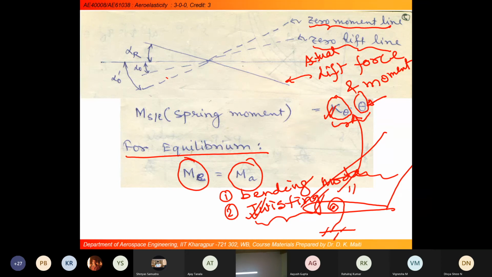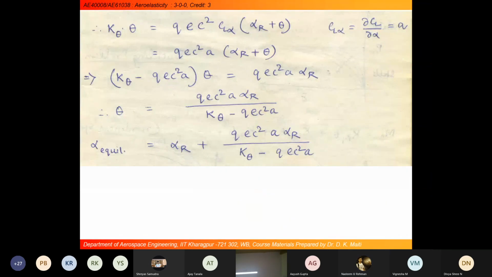Is it okay? Sir, how do we decide that? Can you explain the modal model, sir? See, then I have to go to structural dynamics a little bit. Let me see whether I have anything here. Let me come to that.